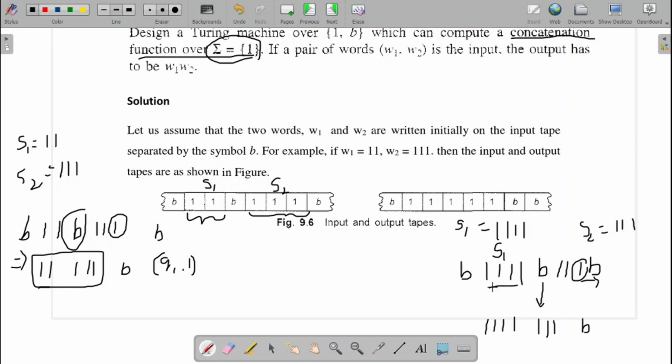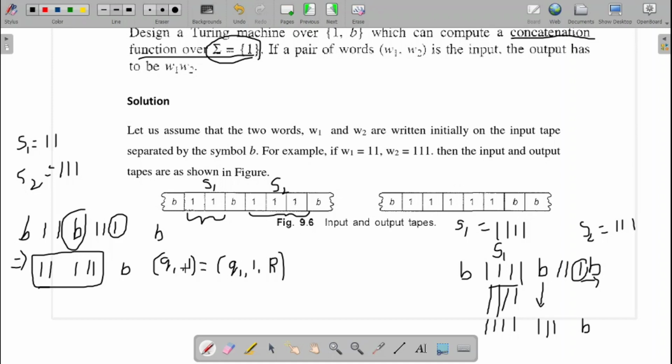Do we change any ones of the S1? No. We have retained them as it is. We will retain everything as it is: Q1 I will retain as it is, 1 I will retain as it is, but I will have the right movement. That is, this will process the S1 string, that is my first string.